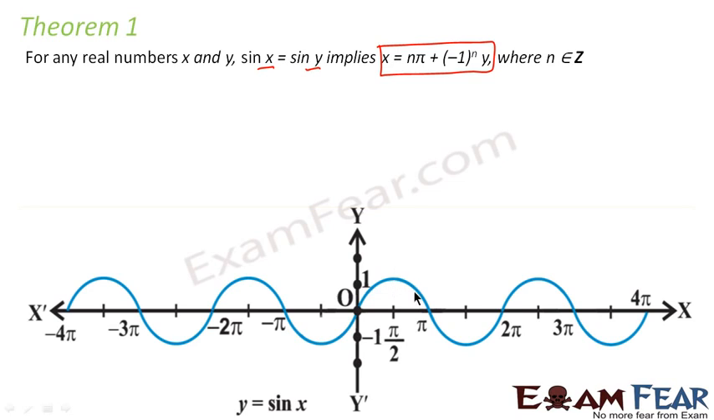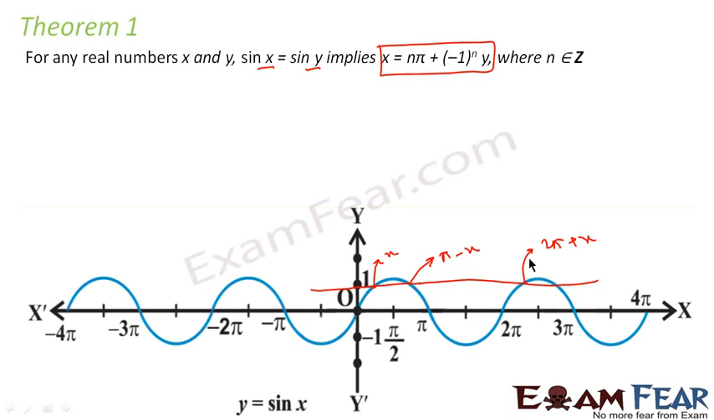Let's suppose this is x. If we draw a horizontal line here, we see that this point is pi minus x, correct? Because this is x and this is pi minus x, and this is 2 pi plus x. All these values are equal. The values of sin x, sin of pi minus x, and sin of 2 pi plus x are equal.